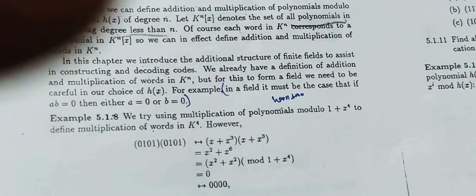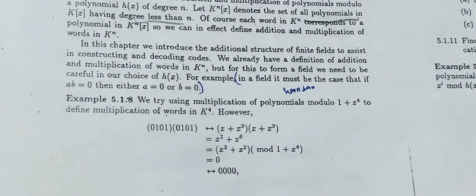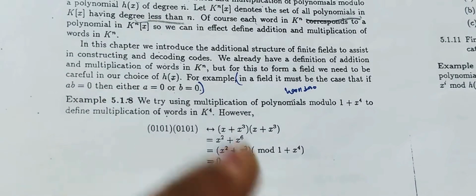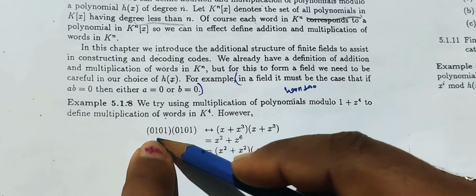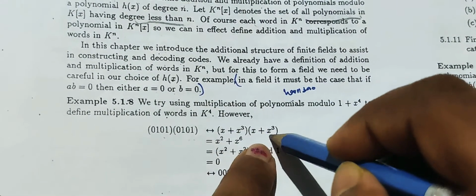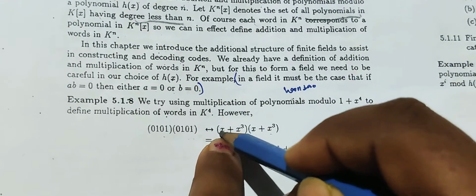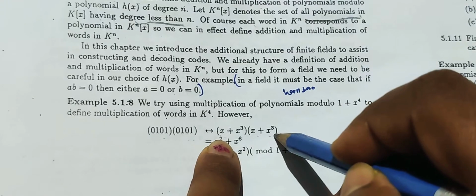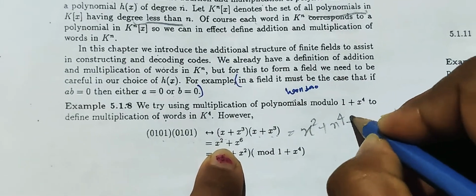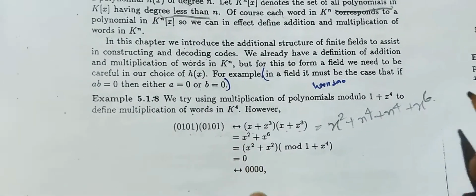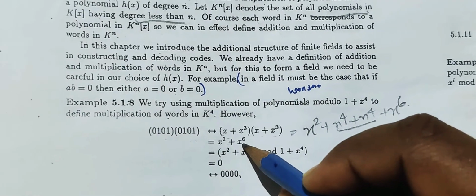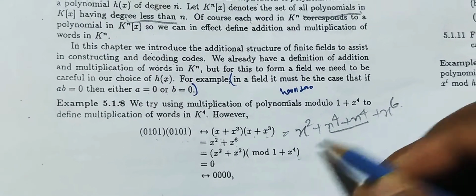So here we consider the question: 0101 and 0101 are non-zero elements, but their product must be 0. First, we convert 0101 into a polynomial, so we get x plus x cube. Then x into x square, x into x cube gives x square plus x raised to 4 plus x raised to 4 plus x raised to 6. So x raised to 4 plus x raised to 4 is 0, and we get x square plus x raised to 6, modulo 1 plus x raised to 4.